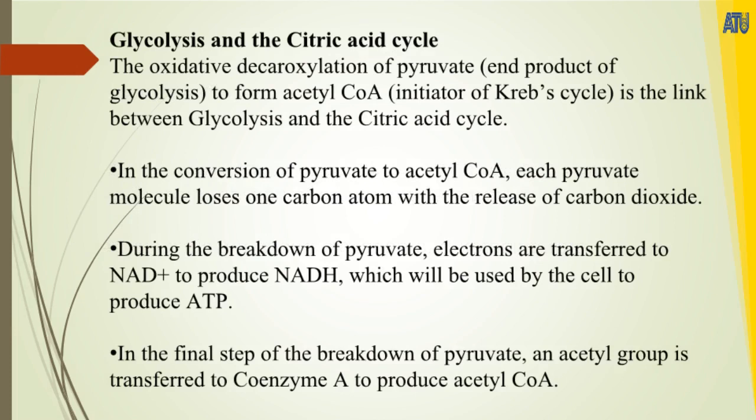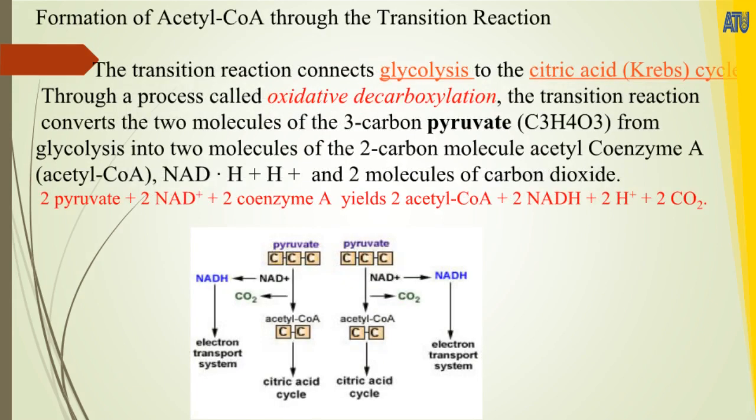The oxidative decarboxylation of pyruvate, the end product of glycolysis, to form acetyl-CoA, the initiator of Krebs cycle, is the link between glycolysis and the citric acid cycle. In the conversion of pyruvate to acetyl-CoA, each pyruvate molecule loses one carbon atom with the release of carbon dioxide. During the breakdown of pyruvate, electrons are transferred to NAD+ to produce NADH, which will be used by the cell to produce ATP. In the final step of the breakdown of pyruvate, an acetyl group is transferred to coenzyme A to produce acetyl-CoA. Formation of acetyl-CoA through the transition reaction.